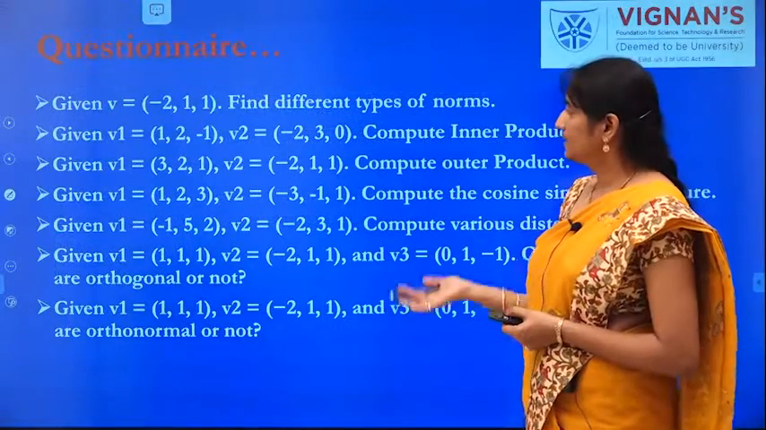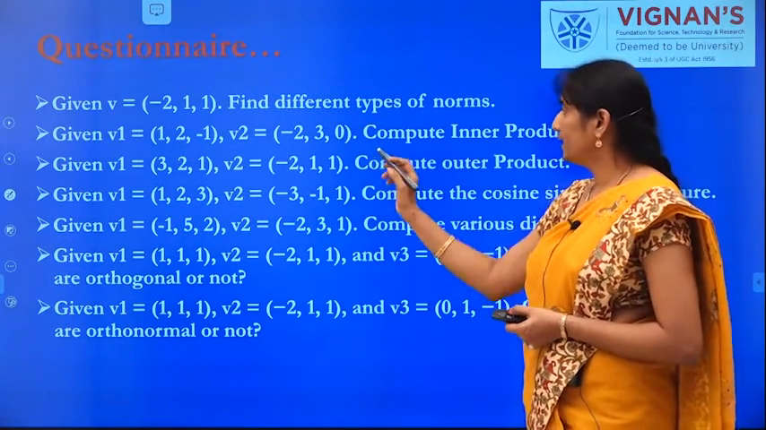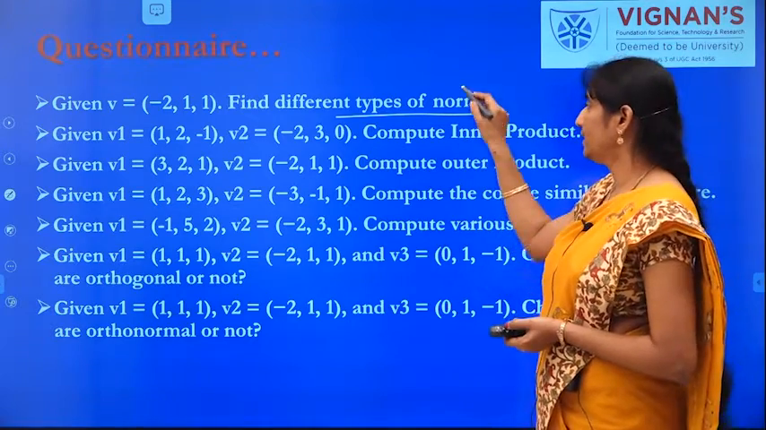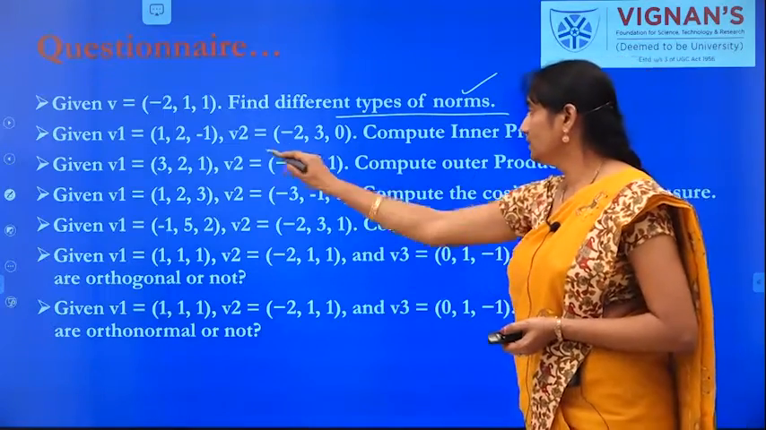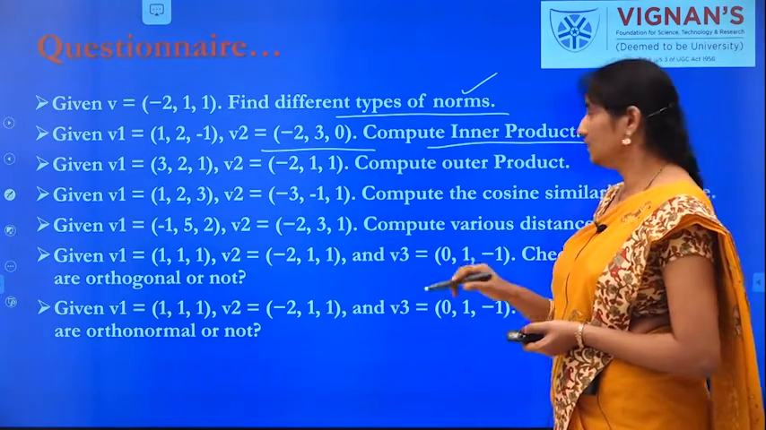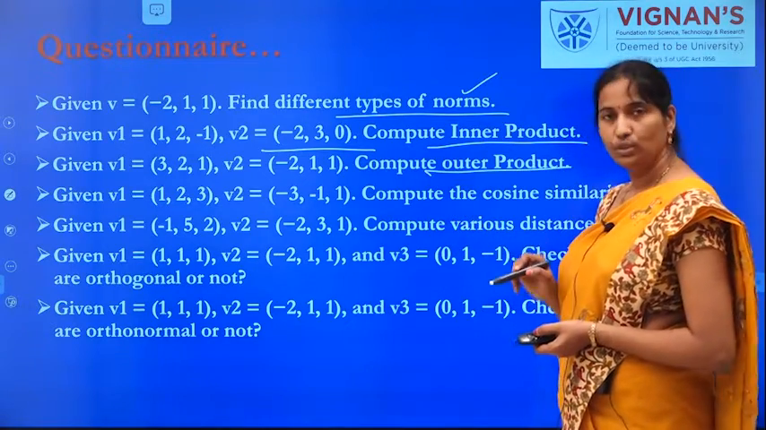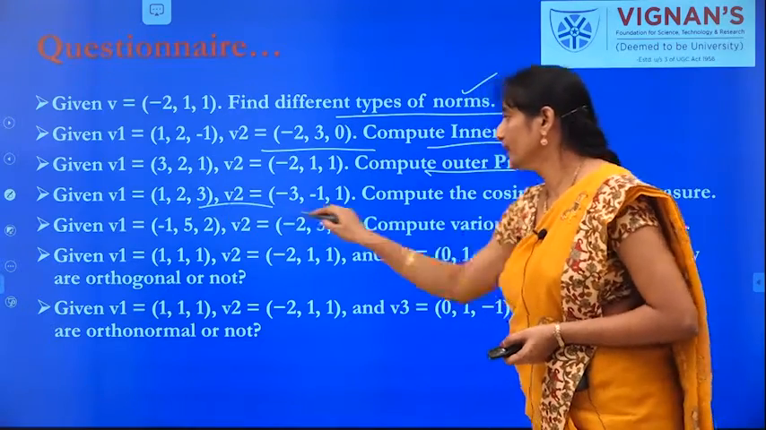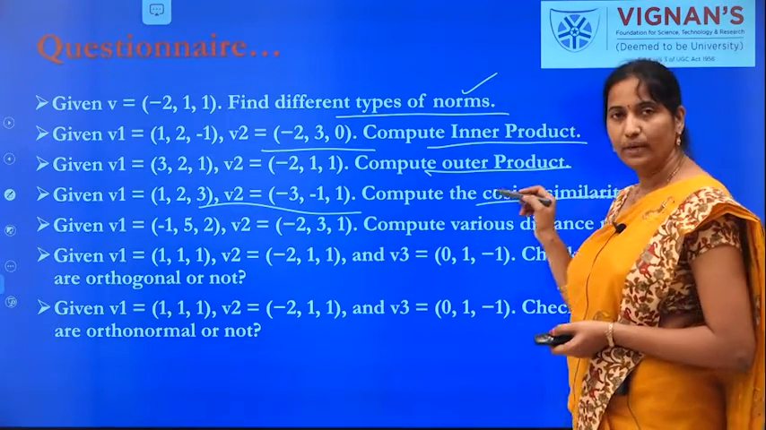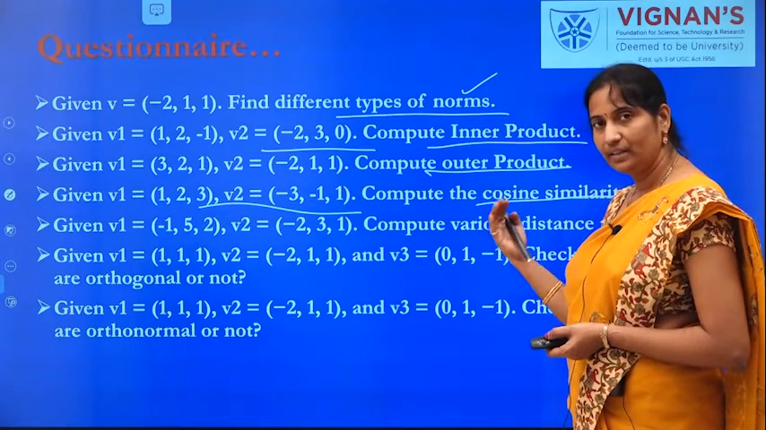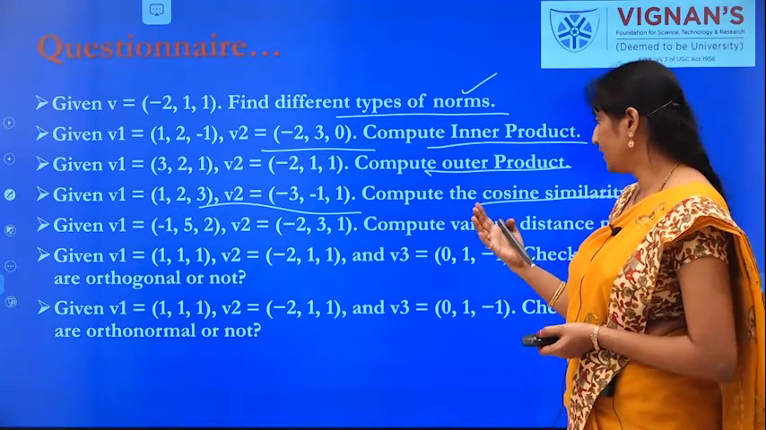You can consider these questions. Given this vector, try to apply the norms using different forms and identify the norms. Then given these 2 vectors V1 and V2, try to identify the inner product and the outer product of the 2 given vectors. For the given 2 vectors, also try to identify the cosine similarity between the vectors and derive the angle between them.